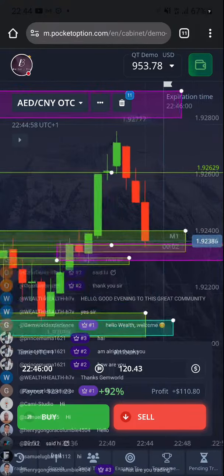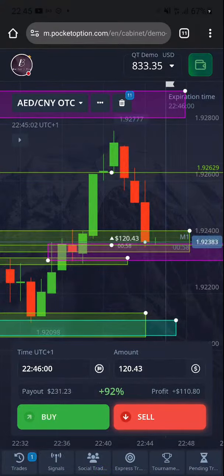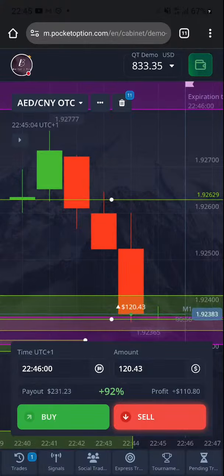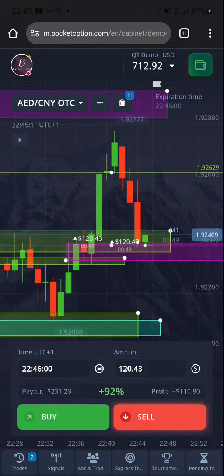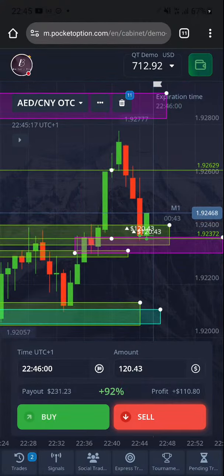Price is coming into that entry. Let me mark this. If it comes down again, I'll take one more. But now this is a momentum. Though it's not a very strong momentum, but let's just take one more here and see. I'm expecting a push to the upside. I'm expecting the buyers to push the price up.